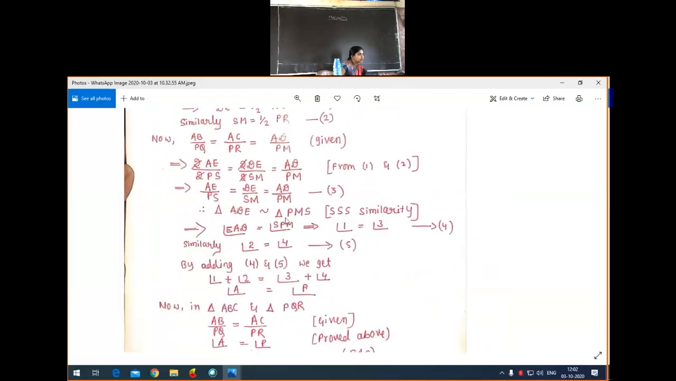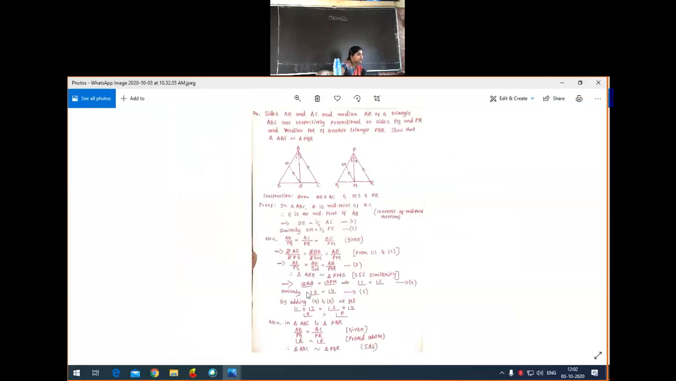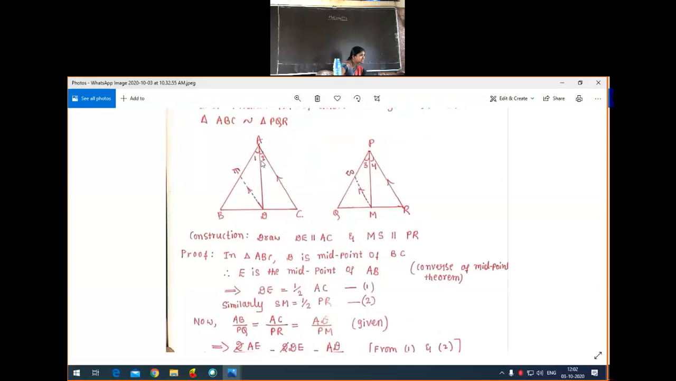Call this equation 5. Now equation 4 and equation 5 we have to add, that is, LHS plus LHS, then RHS plus RHS. 1 plus 2 is equal to 3 plus 4. In the diagram we have to add. Don't add like 1 plus 2 is 3; some people might write that way. In the figure we have to add angle 1 plus 2, which angle is that? Angle A. Angle 3 plus angle 4 is angle P. Angle A is equal to angle P, is the result we got.